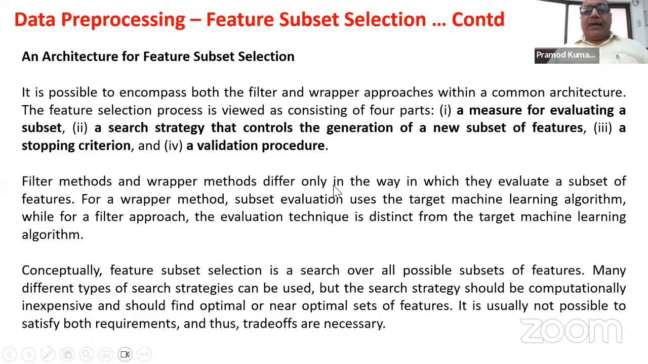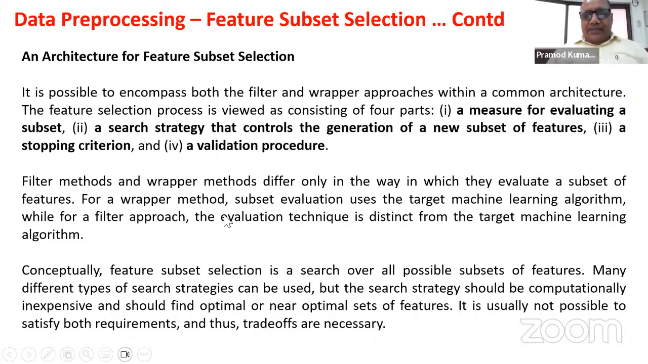And why is it very clear? If you remember, I told you that in the filter method we do not use the data mining or machine learning algorithm. In the wrapper method, we use the machine learning algorithm. So in one case we do not use machine learning, and in the other case we do. That is the only point where they differ. Otherwise, both processes are very similar to each other.